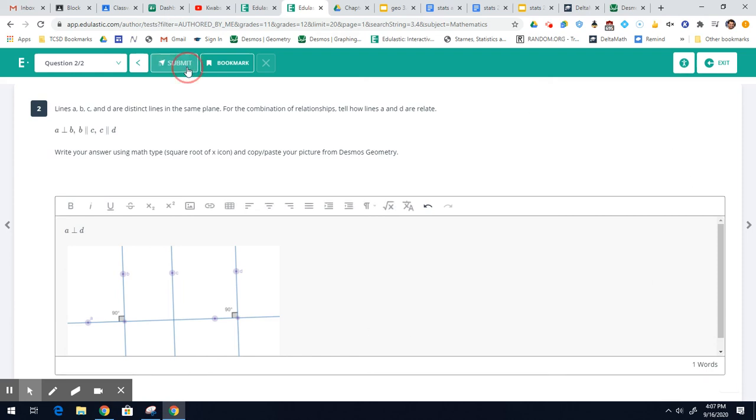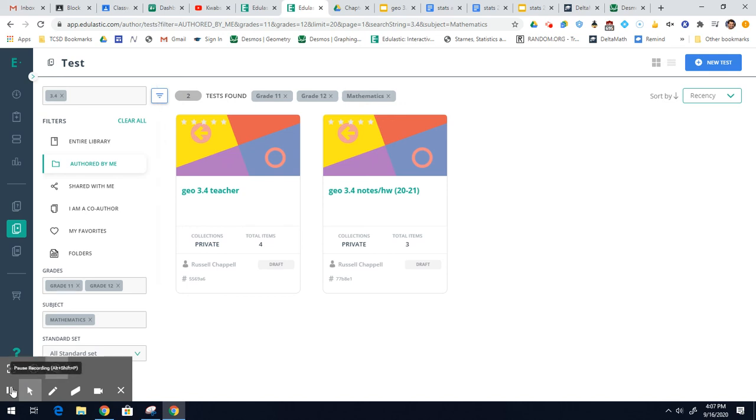Okay, so there you go. That is your Desmos Geometry in Edulastic for section 3-4. Have fun.